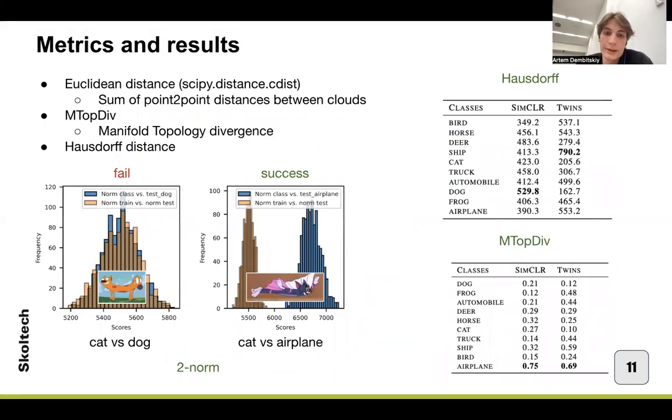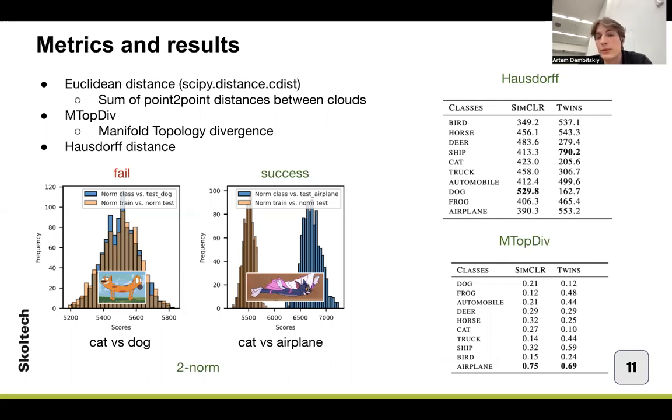However, that is in an ideal life, but we are in the real world. And in our case, we obtained the following results. First of all, we use three different metrics. These are Euclidean distance, manifold topology divergence, and Hausdorff distance. And we applied these metrics to our neural networks. As you can see, for example, for Euclidean distance, we cannot distinguish cats and dogs. However, cats and airplanes can be separated fully.